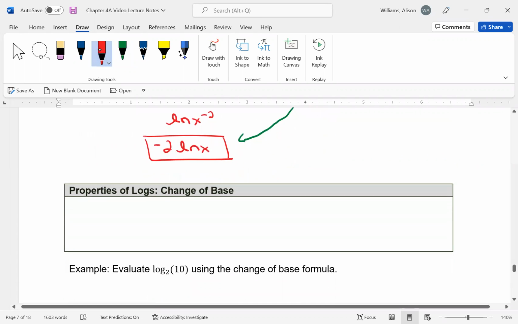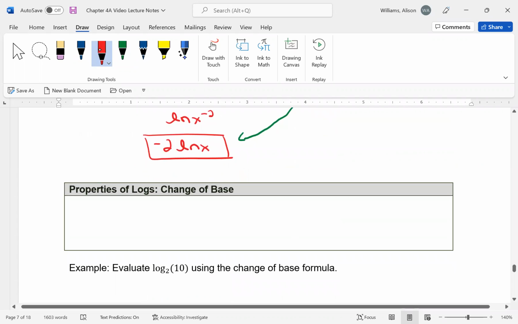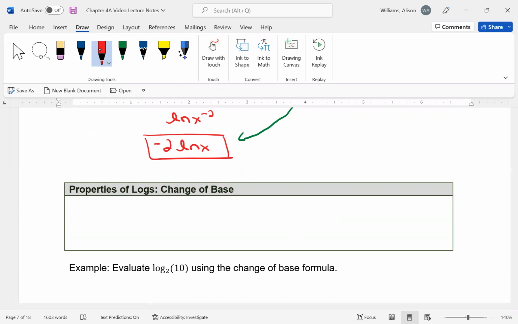Okay. One other property that's used, but this isn't as big of a deal. It's useful, and I'll show you some examples of where it's useful. But this is more used to do some proving that's kind of useful to us. All right. So it's called the change of base formula. And here's the idea with the change of base formula.